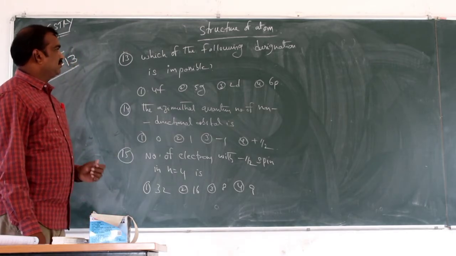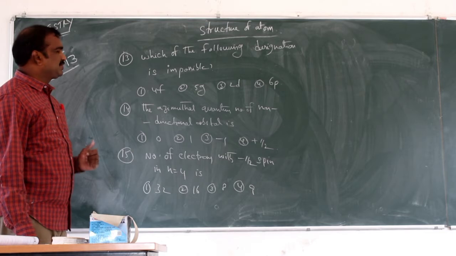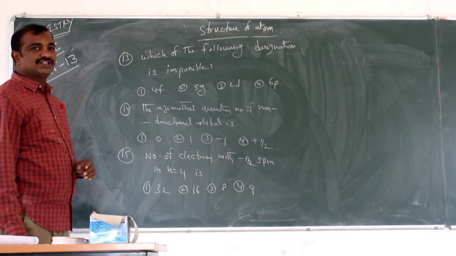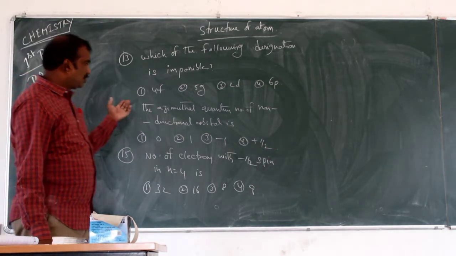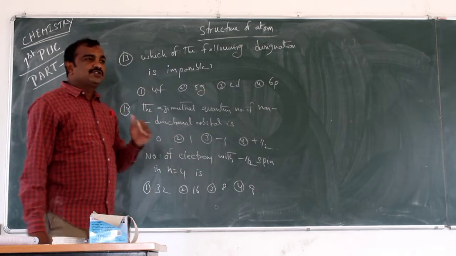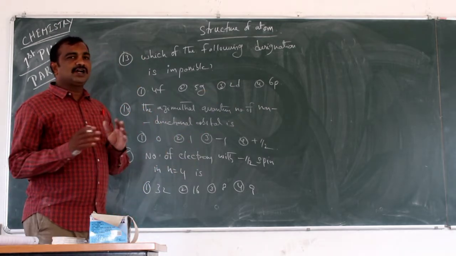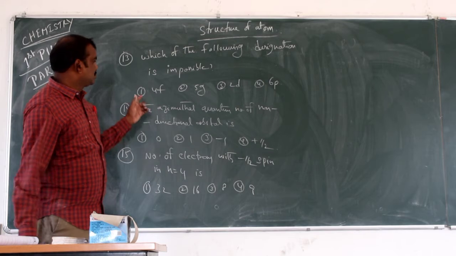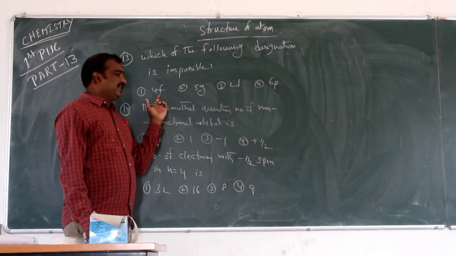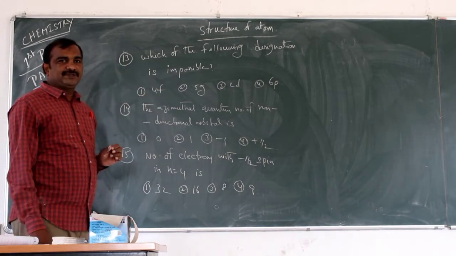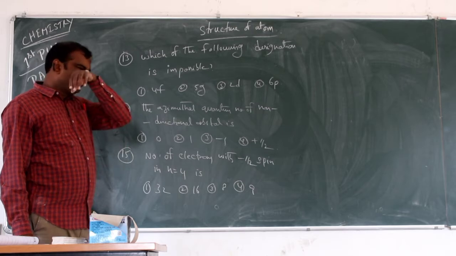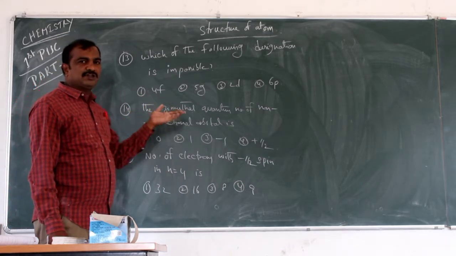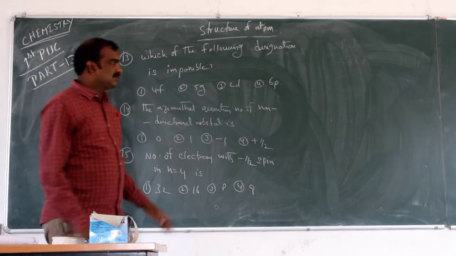So the 13th one: which of the following designations is impossible? Among these four options, which option is not possible? So look at here, 4F. F starts with the fourth subshell. So 4F is possible.